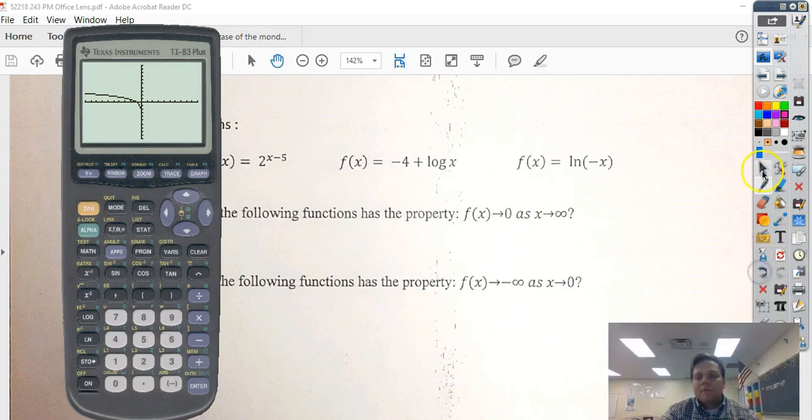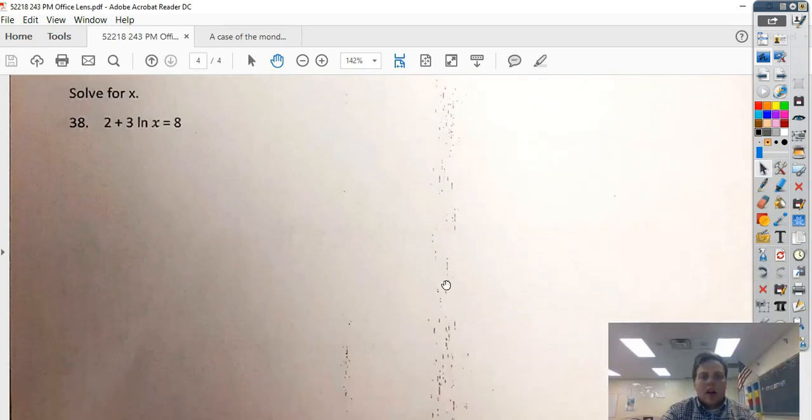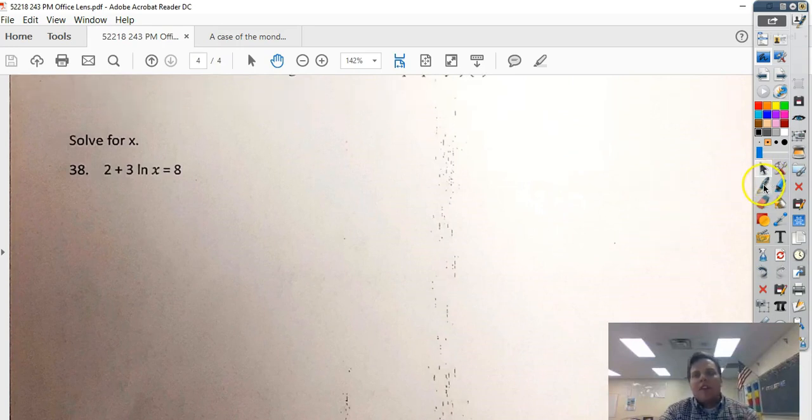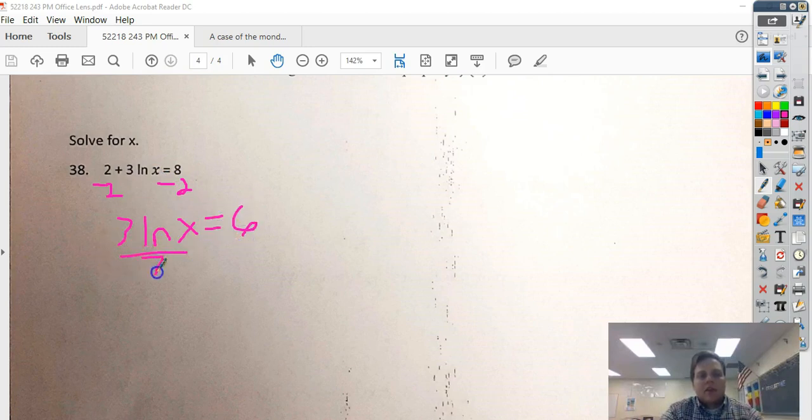Alright, moving on. Solve for x. Last problem! I kept this video under an hour if I can solve this pretty quick. Alright, so x is trapped inside the natural log. To solve for x, you have to get rid of the log. You can't get rid of the log until you have the log by itself. So I want to subtract 2 first. Alright, so that gives me 3 natural log of x is equal to 6. Next step, divide both sides by 3. So the natural log of x is equal to 2.